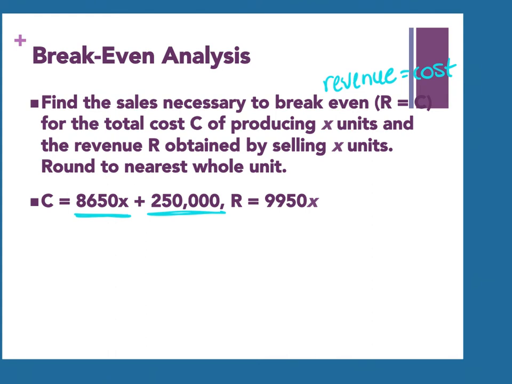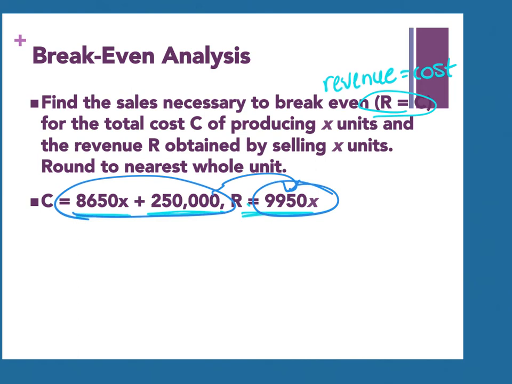The revenue is how much you're selling those for. These are very expensive t-shirts, but if you're selling your t-shirt for $9,950, that's where the revenue comes from. So this is a system of equations, already set up in equation format. The difference this time is that we want to find the break-even point, so we just set these two equations equal to each other: 8,650x plus 250,000 equals 9,950x.